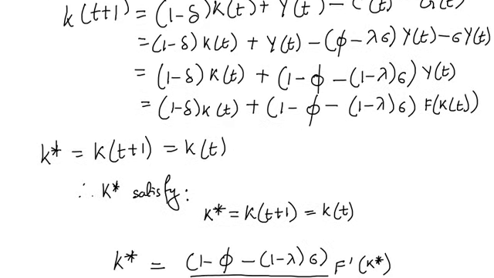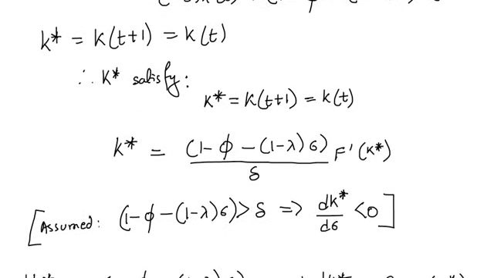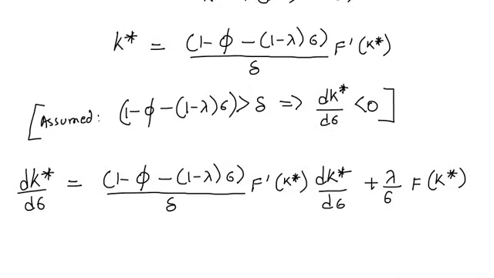Therefore, to find the effect of sigma, we have the value of k star. Now, the following is assumed and we have to find the effect of higher sigma on k star. So we have differentiated the above expression with respect to sigma, assuming the following that I've already mentioned in the brackets. And with this, we have the answer to the first part of the question.